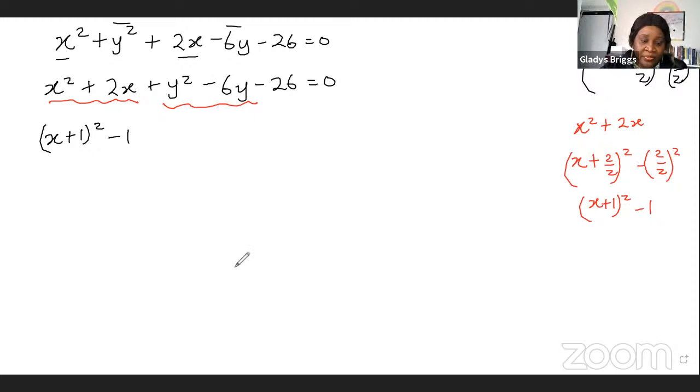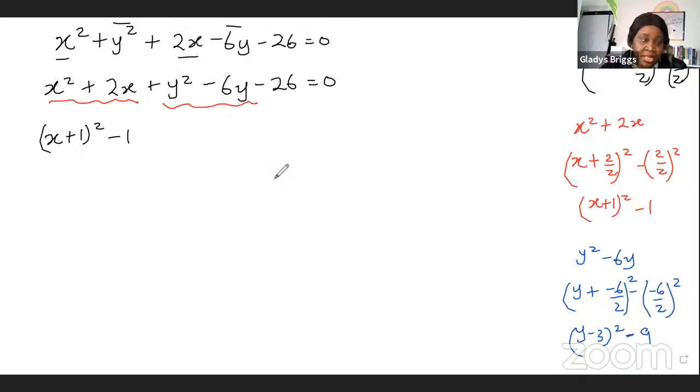And let's have a look at y now. So you have y squared minus 6y, and you want to put that in y plus negative 6 over 2 minus negative 6 over 2 squared. And that would be y minus 3 squared. This is squared here. Minus 3 squared is 9, minus 9, okay? So we put that in here. Plus y minus 3 squared minus 9 minus 26 is equal to 0.